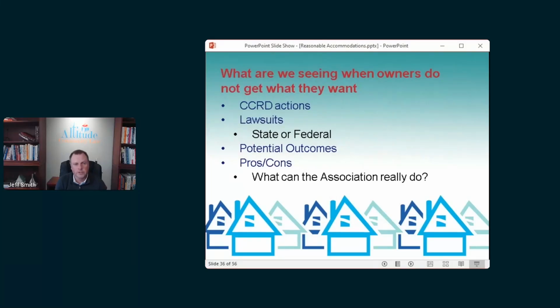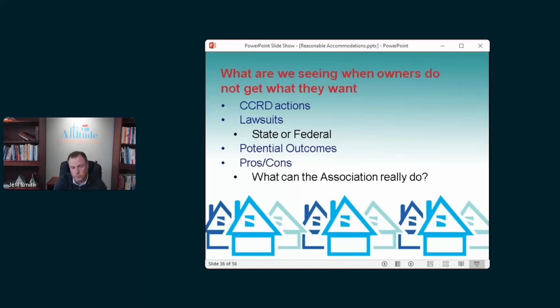So what are we seeing when owners do not get what they want? When an owner doesn't get what they want, the first thing they typically do is a CCRD action. That's the Colorado Civil Rights Division. Next, you might see a lawsuit in either state or federal court. Potential outcomes could be fines against the association. It could be damages. There are all sorts of things that could happen if the association doesn't prevail.